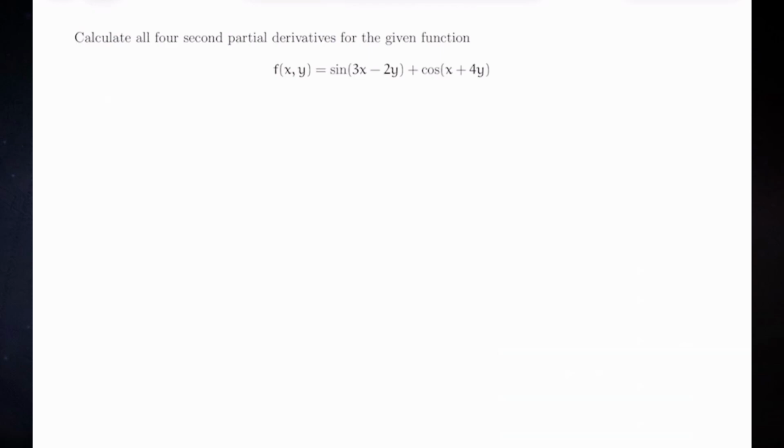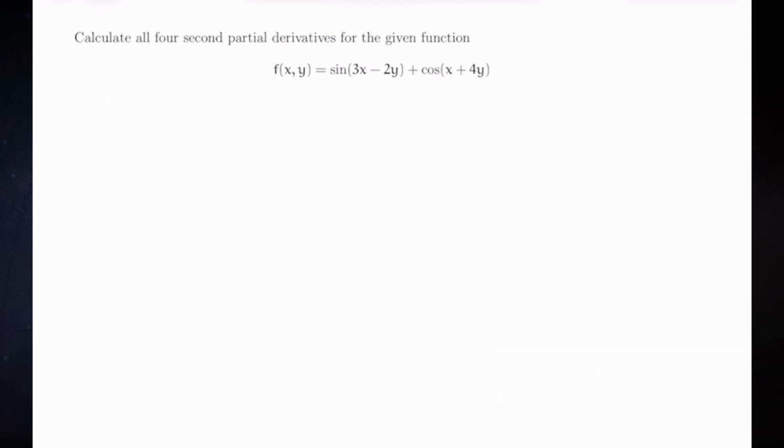So here you see a function of two variables, sine of 3x minus 2y plus cosine of x plus 4y. We would like to compute all four second partial derivatives, and we're going to see if we can come up with some conclusion once that's done.